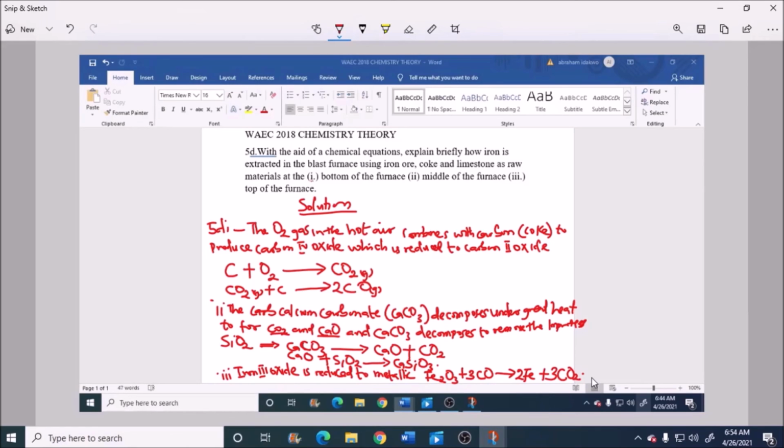Then at the top of the furnace, we have iron 3 oxide reduced to metallic iron, and that is why we have it in the equation. We have Fe2O3, that is iron 3 oxide, react with CO, that is carbon 2 oxide, to give metallic iron and CO2. So this is what happened at the bottom, middle, and at the top of the furnace.